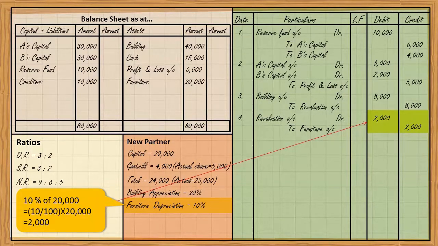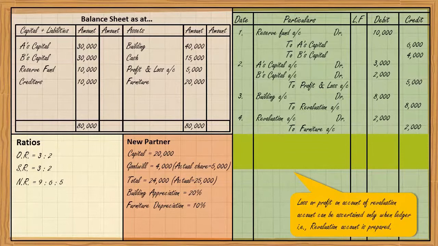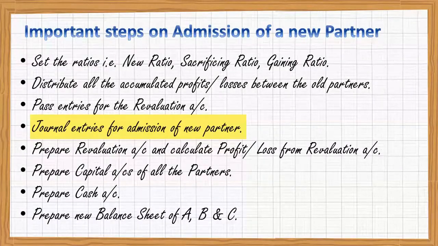So we have to distribute the loss or profit on account of revaluation. This loss or profit can be ascertained only when we prepare the ledger, I mean to say the revaluation account. So leave the space for one journal entry. We'll come back to the journal entries when we come to know the exact amount of loss or profit. Then pass the journal entries of C's incoming into the firm.